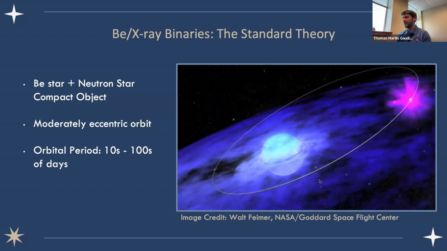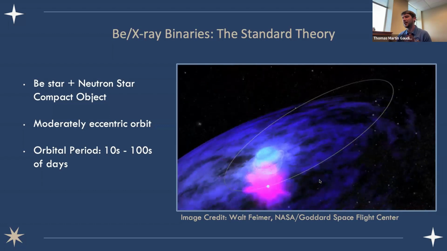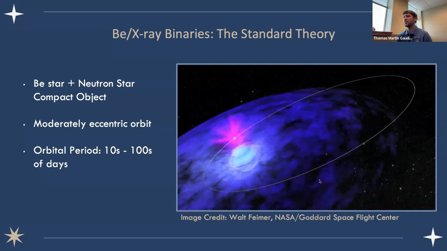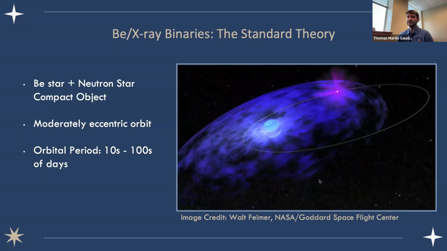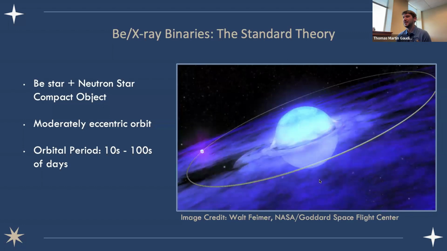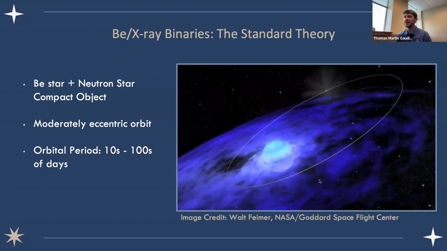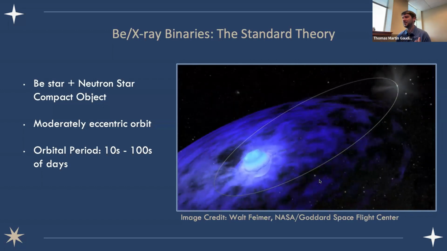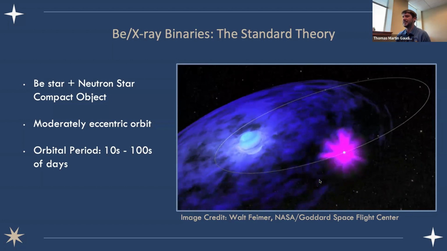These sources are orbited in a close orbit by a compact object, which is typically a neutron star, in a moderately eccentric orbit. Eccentricities around 0.3 to 0.5, with orbital periods on the order of tens to hundreds of days. Now, as the name implies, BE X-ray binaries are bright X-ray sources with interactions between the compact object and the material in the circumstellar disk, providing the fuel for the X-ray emission in these systems.